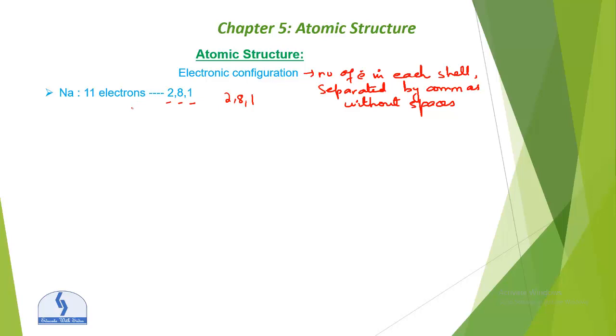Okay, so first fill the lowest energy level, then fill the next energy level in order of increasing energy. Okay, right? One more thing I want to tell you. For the first shell, the maximum number of electrons is 2. It is also known as duplet. And for the second shell, the maximum is 8. It means octet. So in sodium, the duplet is completed and the octet is also completed.